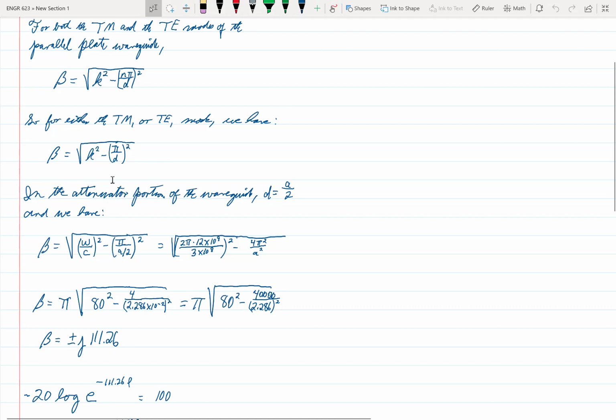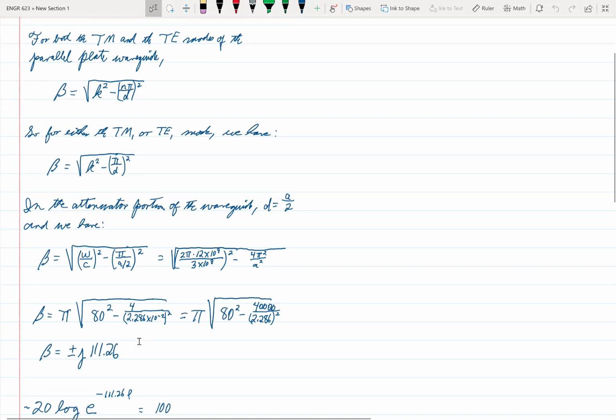Now again, in the attenuator portion of the waveguide, we are supposed to think of that separation as being A over 2. And so substituting that in for d, we get beta is equal to the square root of k squared minus pi over A over 2 squared, where k is equal to omega over c. So we plug that in for k, and then we plug in A over 2 for d, and we get this expression. And then recall that A is equal to 2.286 centimeters. So we substitute that in, and finally get that beta is equal to plus or minus j times 111.26.